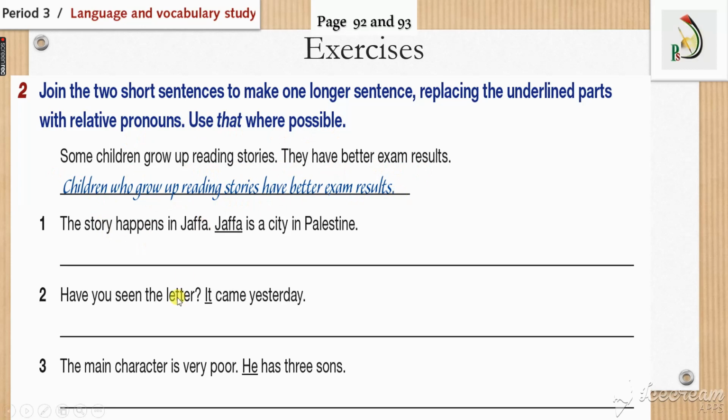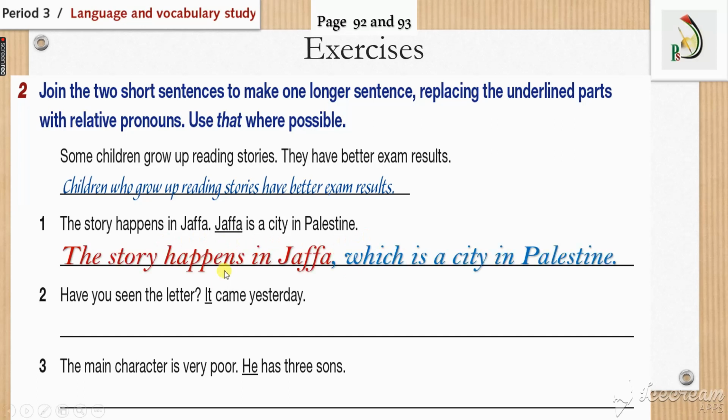Now see, the story happens in Jaffa. Jaffa is a city in Palestine. So the story happens in Jaffa, which is a city in Palestine. As we are talking about a city, we are not using who, we will use which. And we will use a comma because it's extra information.